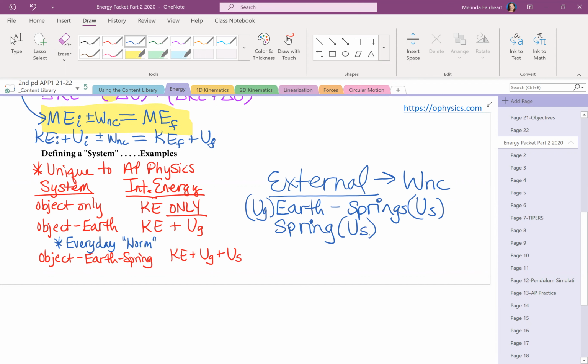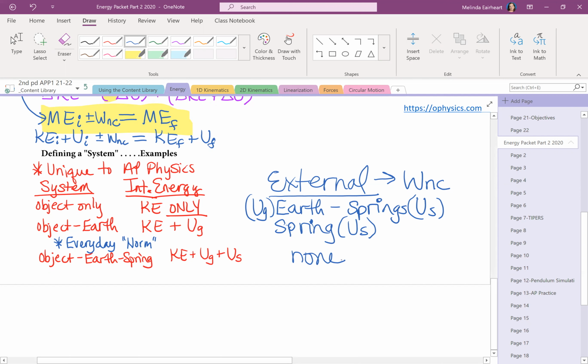And then in the last distinction, earth, spring, and object are all defined as your system. So notice all those energies are internal, so there is none. So none, at least based on these three. These are the main three characters of your energy problems.